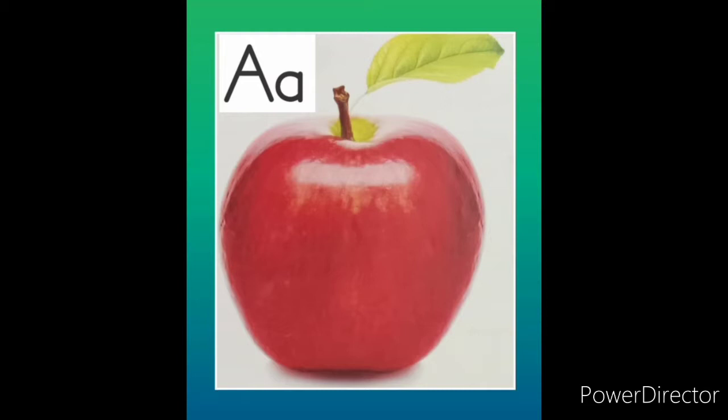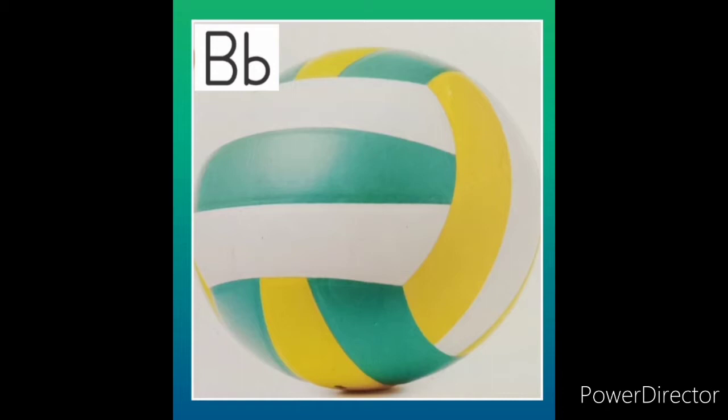This is alphabet A. Capital A, small a, Mama A, baby A. A for apple. This is alphabet B. Capital B, small b, Mama B, baby B. B for ball. What comes after B?